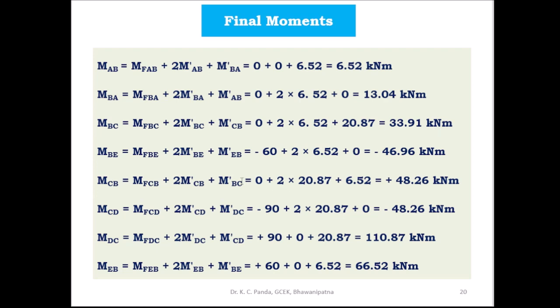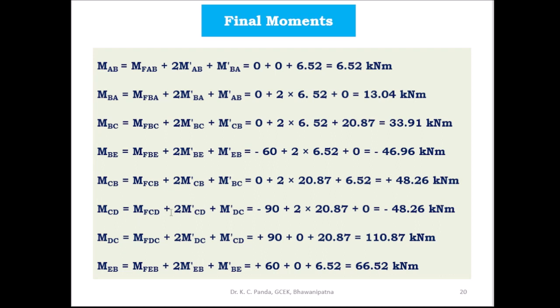Similarly the moment MBE is equal to MFBE plus twice the near end rotational moment BE and 1 the far end rotational moment EB. Minus 60, the fixed end moment MFBE, minus 60 plus 2 into 6.52 plus 0, this is equal to minus 46.96 kilonewton meter. Then MCB is equal to MFCB plus twice M dash CB plus M dash BC. 0 plus 2 into 20.87 plus 6.52 is equal to plus 48.26 kilonewton meter.